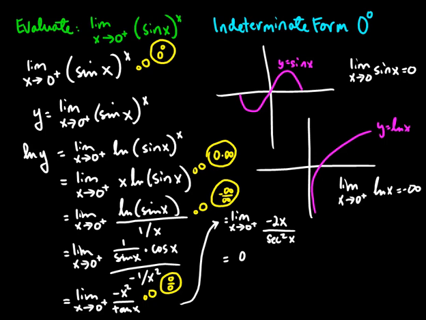But again, remember that this 0 just means that the natural log of y is equal to 0. And that means that y is equal to 1, and y is the limit as x approaches 0 from the right of sine x to the x power. So our answer here is actually 1. And that does it for this example and for this video.